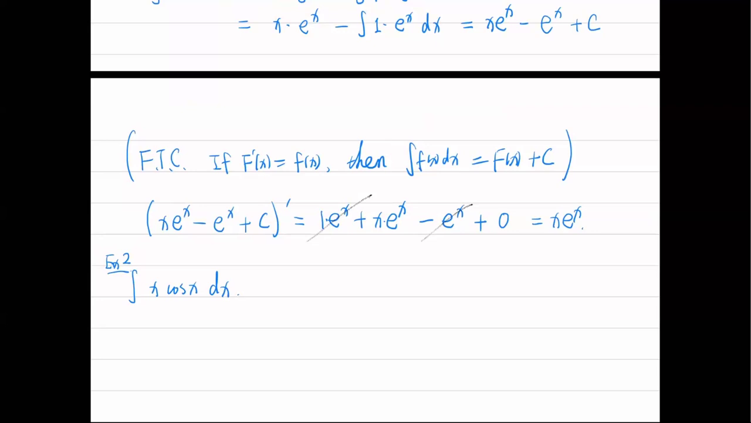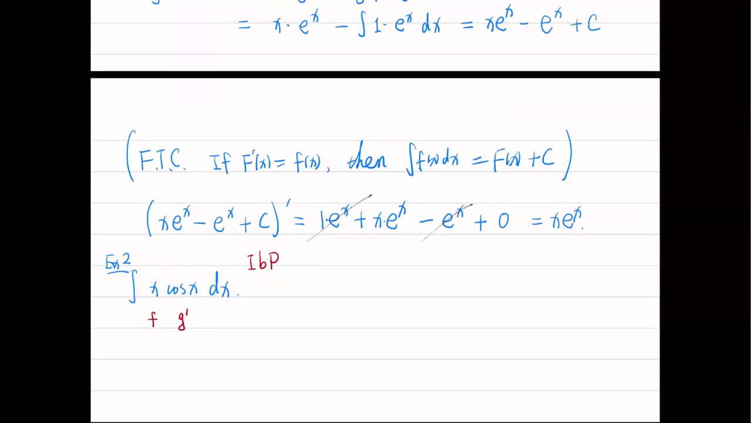Okay, Sophia, from the list of the derivatives, do you see this one? x cosine x. Have we seen something like this before? No, okay. So it's not in our list. We cannot apply the fundamental theorem directly. What we do, we will apply integration by parts. Again, integration by parts. This will be our f. This will be g derivative.